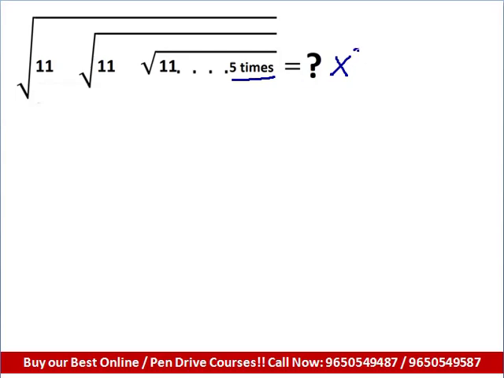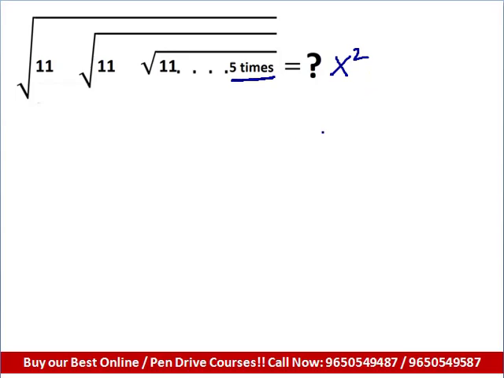For how many times will you have to square? For 5 times, because you have 5 under roots. So you will have to go on squaring for 5 times, and it is going to take a lot of time. And this approach is not advisable for the competitive exams.